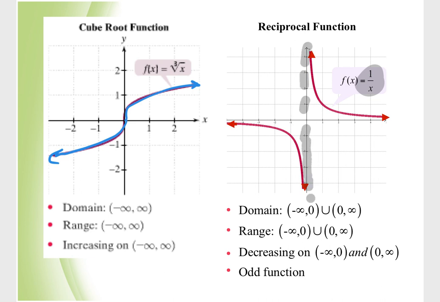And then it starts again at 0 and goes to positive infinity. The range goes from negative infinity and stops at 1 because it can't touch that line, and stops at 0, and then it starts again at 0 and goes to positive infinity. It is decreasing on both intervals, from negative infinity to 0 and from 0 to positive infinity.